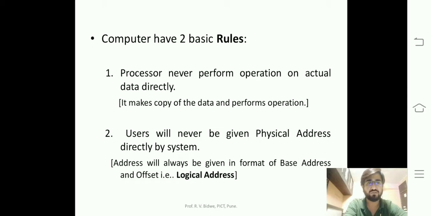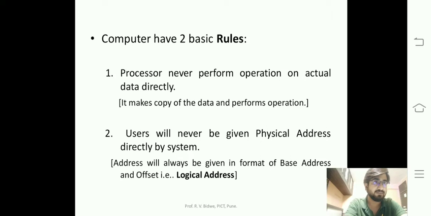Whenever you want to do any operation on any kind of data, the computer makes its copy, and on the copy it performs that operation. For example, suppose I have two numbers, 10 and 20, and both numbers are stored in memory. If we want to add 10 and 20, what happens in a computer? Your computer makes a copy of 10 and a copy of 20, and the addition of those copies will be done, 10 plus 20.